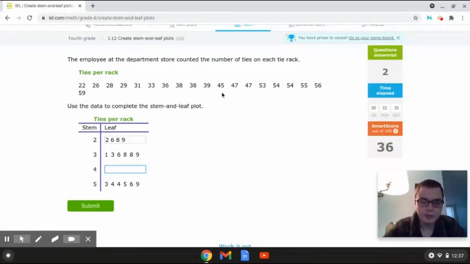So if we look up here at the ties per rack, we are given the numbers 45, 47, and 47. So if we put in 5, this becomes 45, 7, this becomes 47, and 7 again, this becomes 47. And below here, 5 is already done for us. So this is the completed stem and leaf plot for the ties per rack. And that is how to solve this problem. So let's move on to another one.